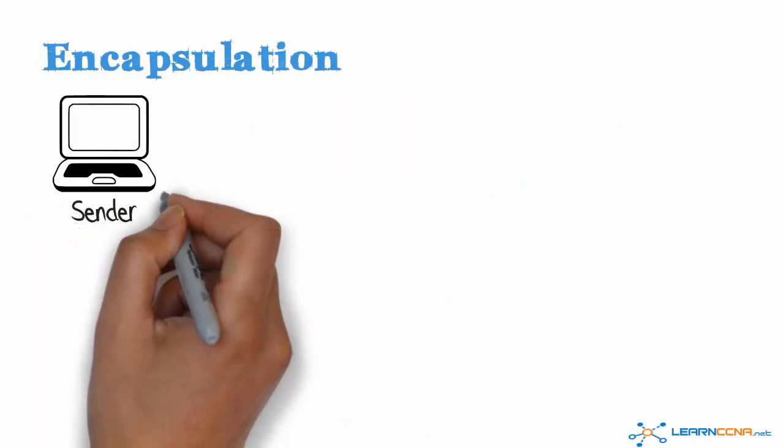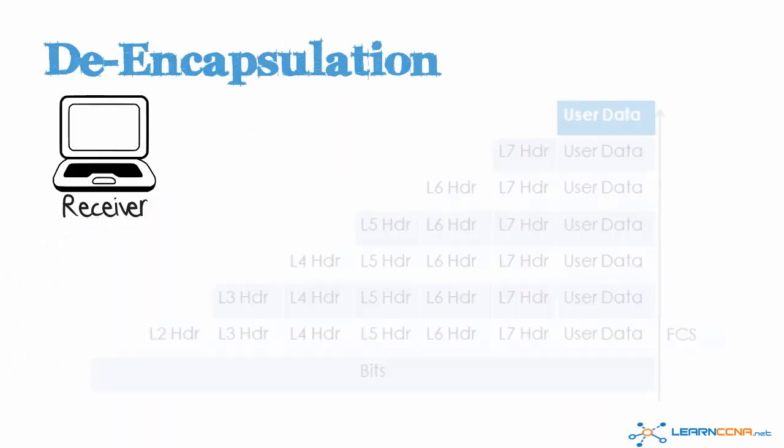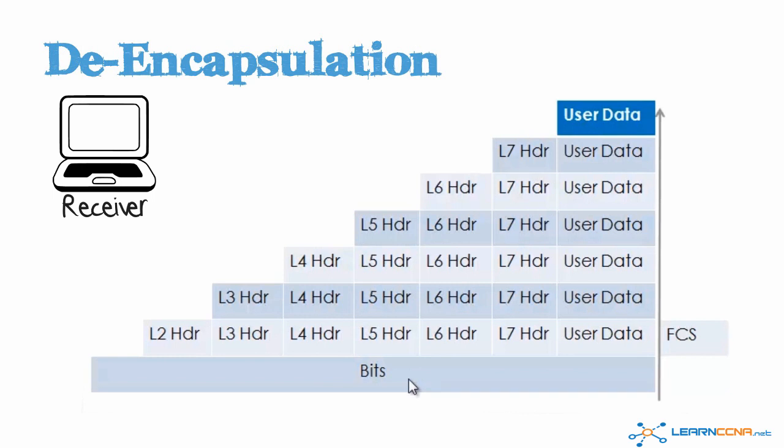At the receiving end, the receiver reverses the process. So the bits are received at the physical layer by the network interface card, or NIC. The layer 2 header is read. It is then stripped and the data is passed to layer 3. The layer 3 header is read and that's stripped and the data is passed to layer 4. And this process continues until all the headers have been removed.